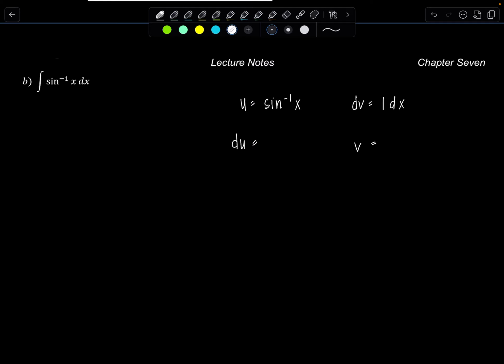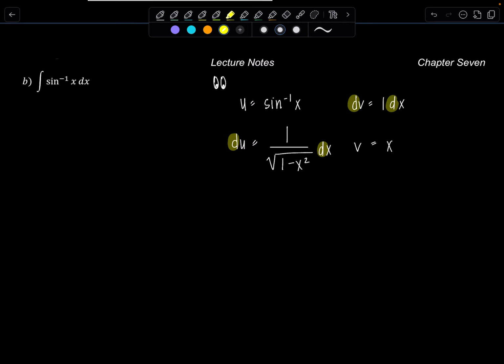Okay, now let's find du and v. Oh yeah, you've got to memorize your derivatives. Do you know the derivative of sine inverse of x, or arc sine of x? 1 over the square root of 1 minus x squared dx. Good. And then v is the antiderivative of just 1, so that's x. Now you guys be careful, pay attention. If you have du, you should have dx on the other side. dv, dx. These ones are not derivatives, so I don't have that. Make sure you're not missing anything.